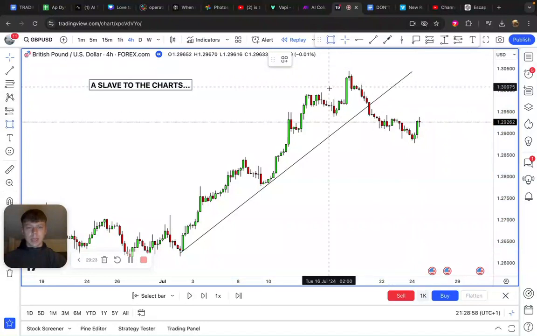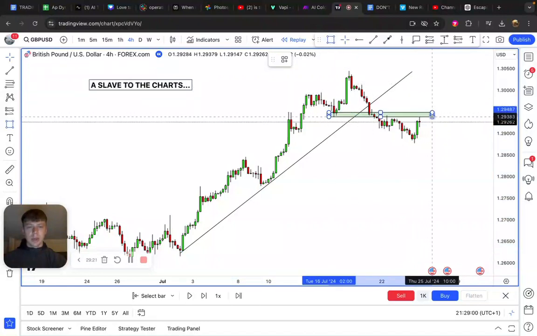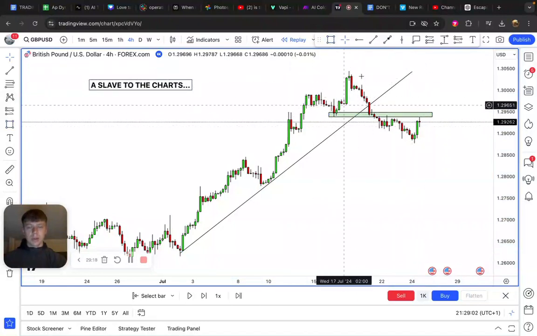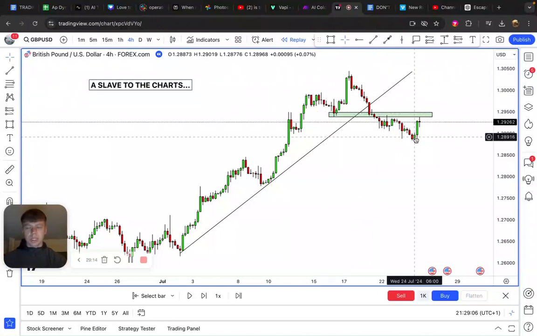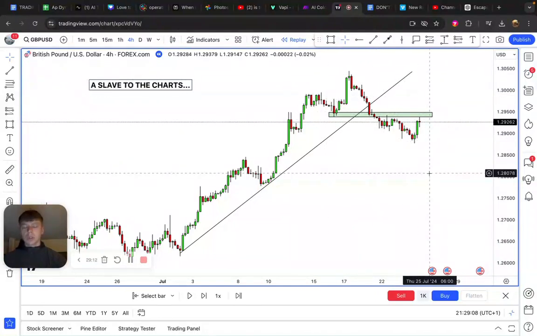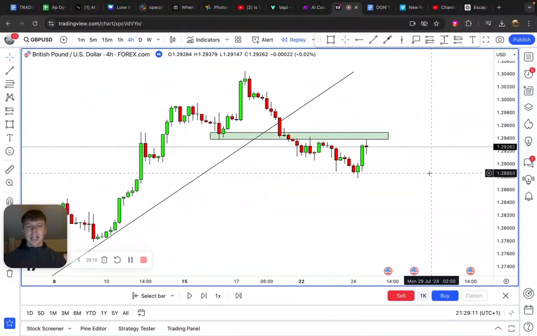We've broken out of a key area within the market, this higher low. And when you break out of a higher low in an uptrend, the market sentiment is then flipping from being bullish to bearish because you're taking out structure. So what you can do then is start looking for bearish momentum coming back into the market in key levels.